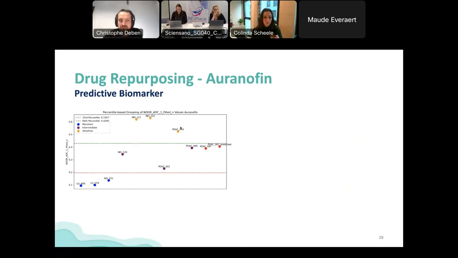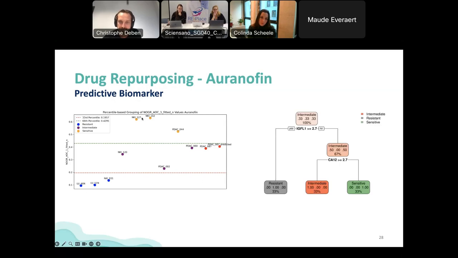Also as part of the pipeline, we make an automatic grouping of the drug response into resistant, intermediate, and sensitive organoids. As you can see here at the bottom, the healthy organoids are the resistant ones, and two lung cancer organoids are very sensitive. Using these classifications, but also the baseline transcriptomic data of these patients, we can apply different machine learning models to find the genes, or the expression of the genes, that best distinguishes the different groups. So we wanted to see which gene is mostly expressed in the sensitive group, the resistant group, and so on.